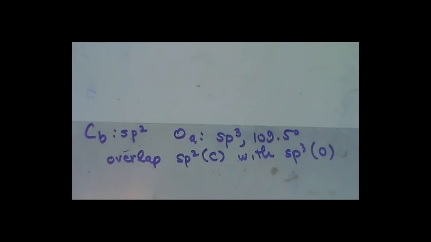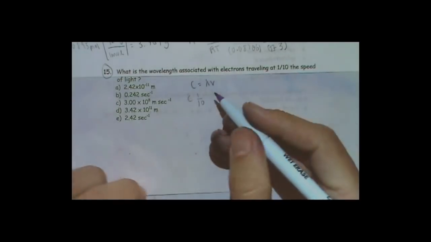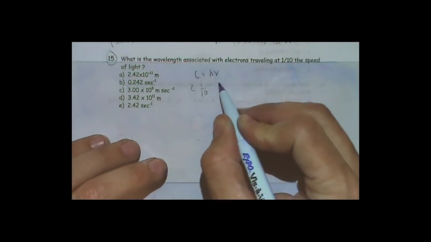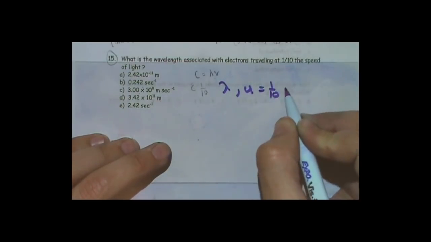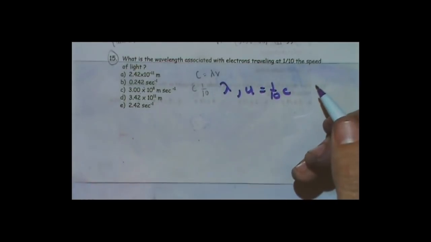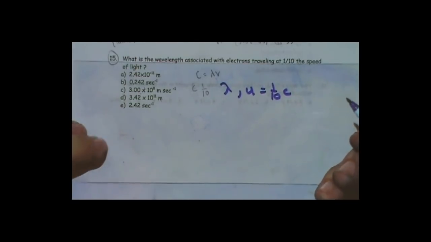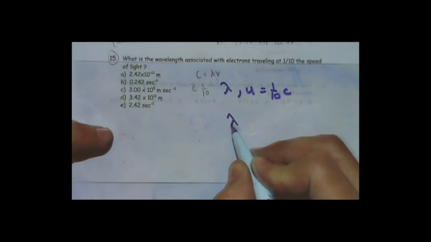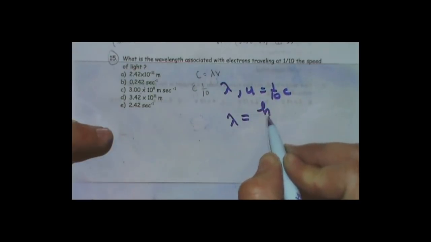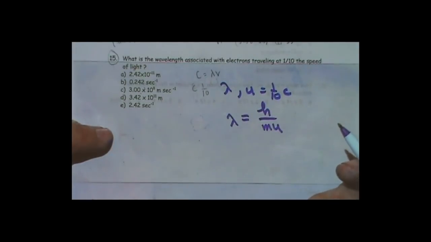Okay, this is number 15 on final exam winter 07. Here we go. Yes? This is what was wanted, right? Okay. I see a wavelength associated with an electron traveling at a speed. So we've got velocity. It happens to be a tenth the speed of light. So whenever I have a wavelength and a velocity, this is looking like de Broglie to me. De Broglie is on the back of the exam. Let me see if I can remember it. It's h over mu. There we go.